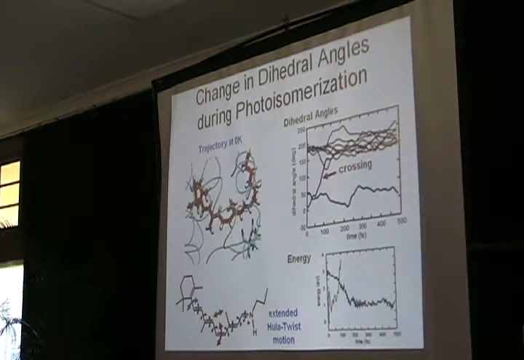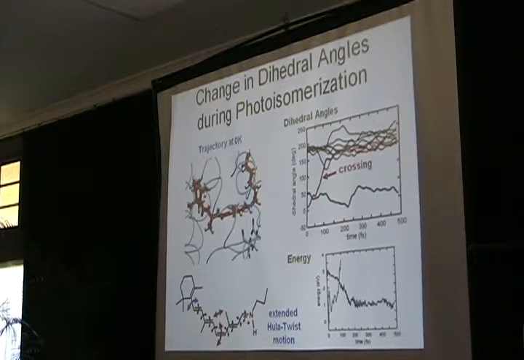So why is this so fast? We plotted the time evolution of dihedral angles. The red line is the dihedral angle of this isomerizing bond, and it increases smoothly. At the same time, this single bond is moving largely. And we found that this strong coupling between those rotational motions actually accelerates the photoisomerization process.